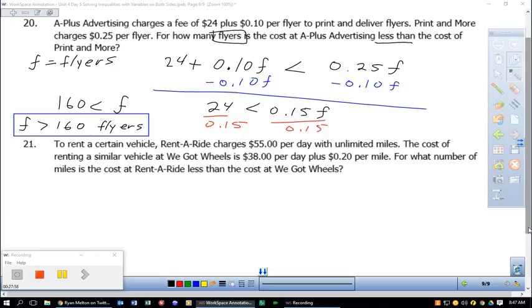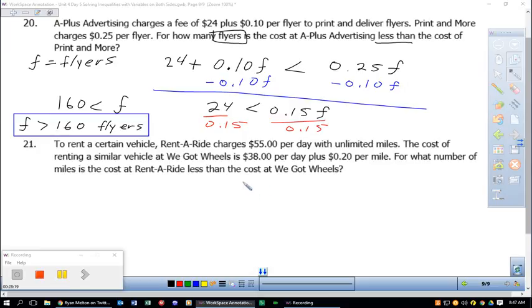Okay. Next, we have 21. To rent a certain vehicle, Rent-A-Ride charges $55 per day with unlimited miles. The cost of renting a similar vehicle at We Got Wheels is $38 per day plus 20 cents per mile. For what number of miles is the cost at Rent-A-Ride less than the cost at We Got Wheels?